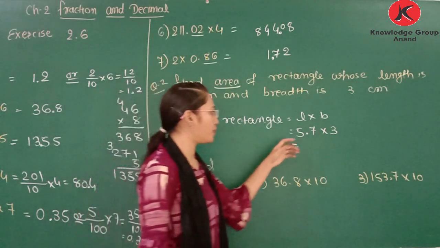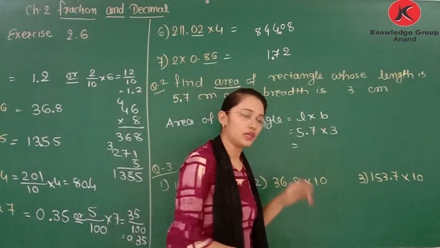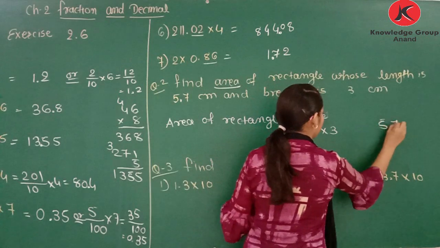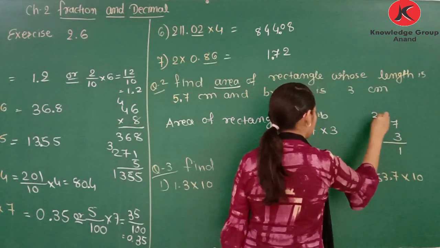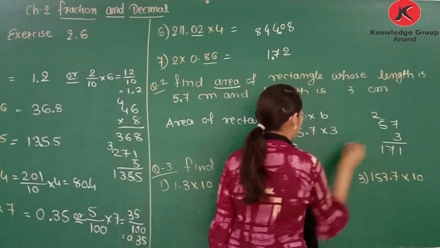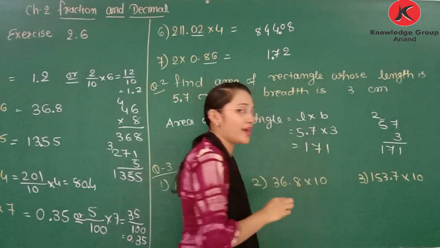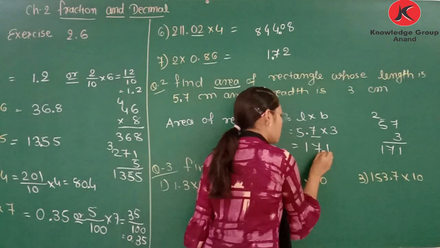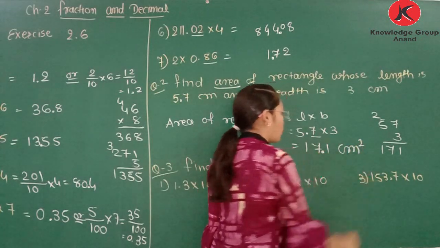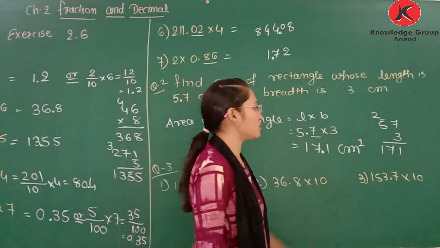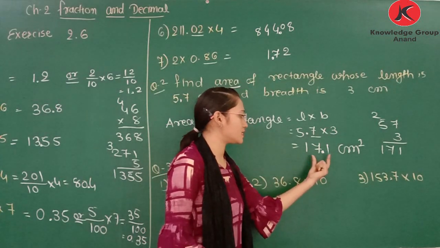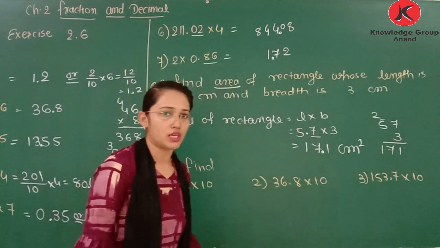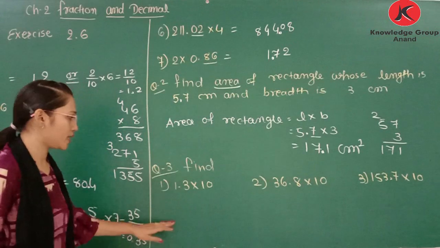Multiplication will be normal. 57 multiply 3, 171. Where will be the decimal point? How many digits after the point? 1. So it is in centimeter square. Why? Because there is no decimal point in the 3, so you can write 17.1 centimeter square. Clear? Now next one.